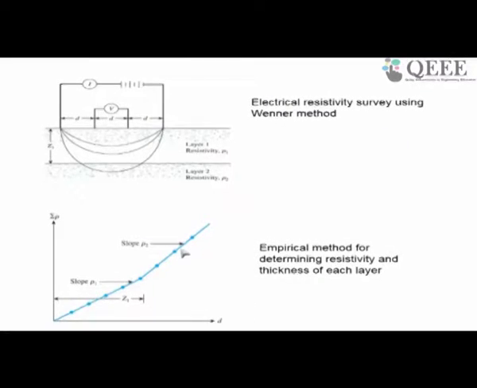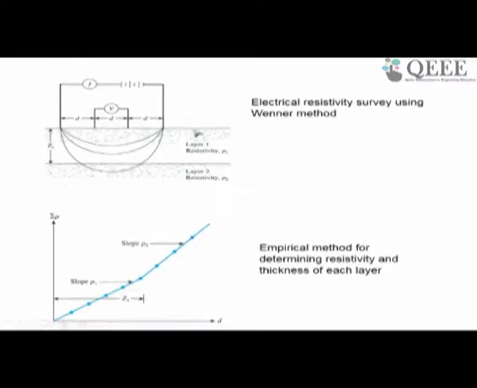Now, our objective of using this electrical resistivity is to characterize the ground, where different layers are there, which we usually encounter. Now how to use this technique, which was just explained, to characterize the ground or different layers of ground.